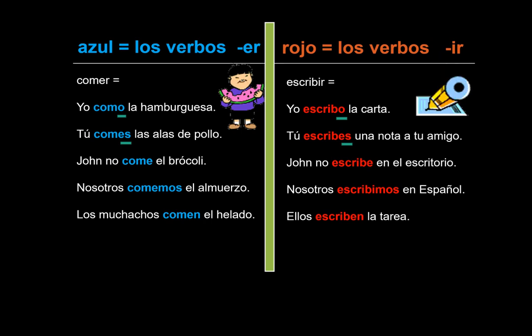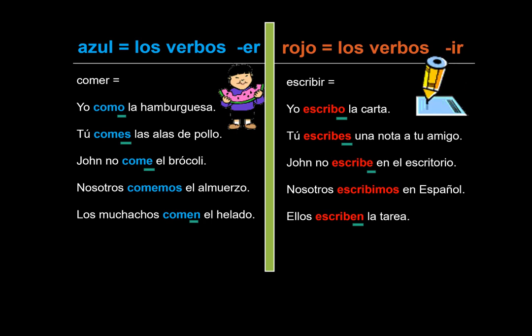Let's look at the next form. In the third person, talking about any one person or thing, come ends in an e. Escribe ends in an e. Come, escribe. Now I'm going to skip the nosotros form and I'm going to look for similarities in the last area, the third person plural, any two or more people that doesn't include you. Comen, escriben. They have the same en endings.